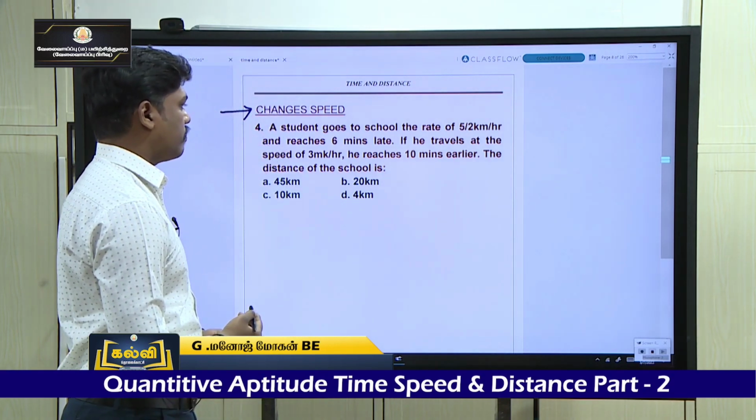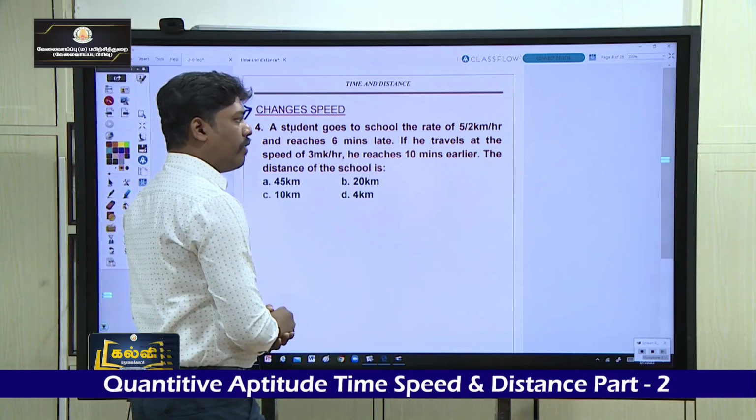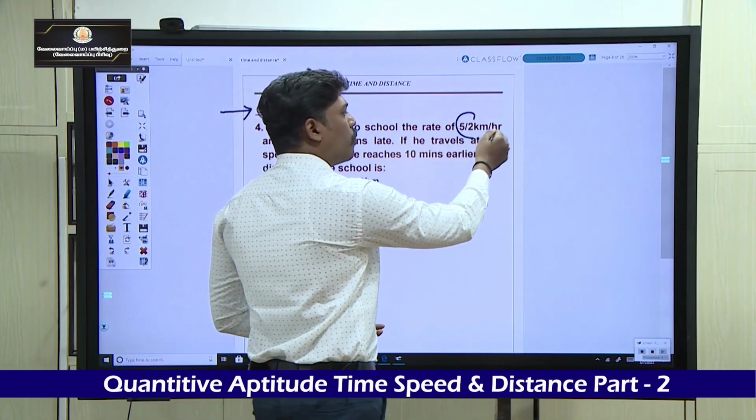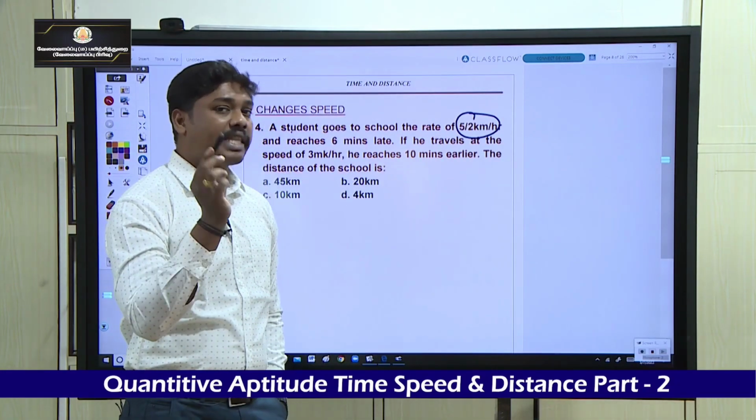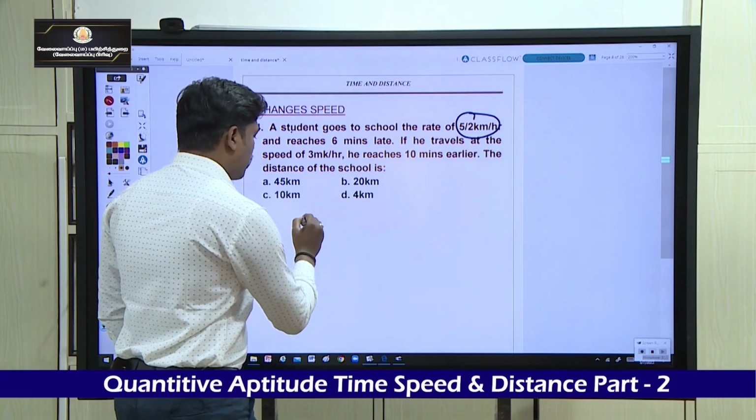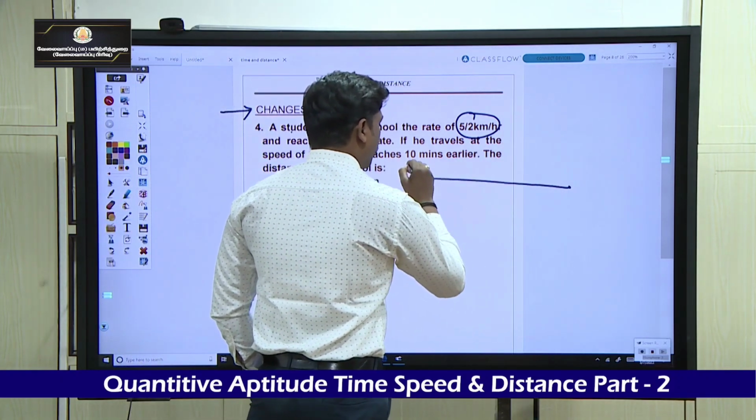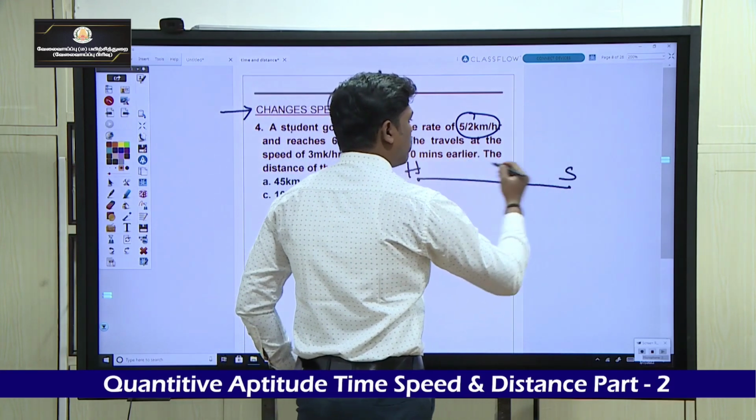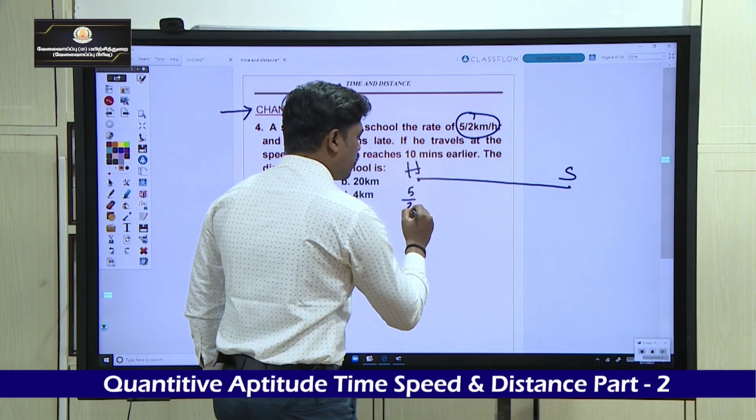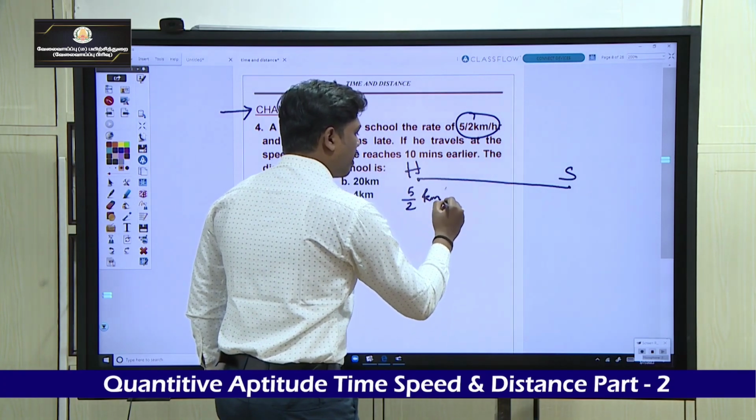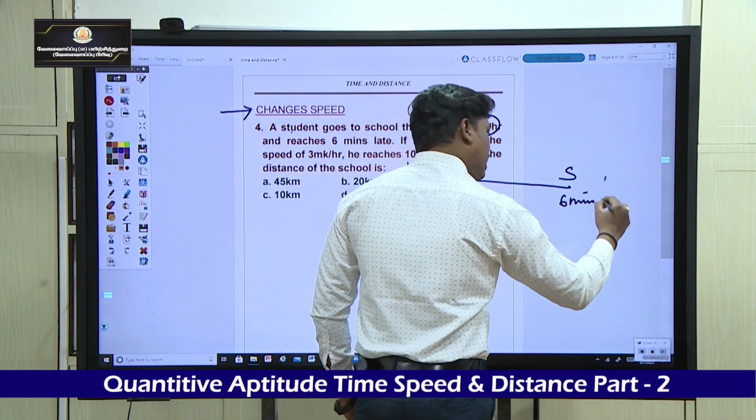We can see here. A student goes to school at a rate of 5/2 km per hour and reaches 6 minutes late. So, from his house he is going to school. If he is going at a speed of 5/2 km per hour, he is 6 minutes late.